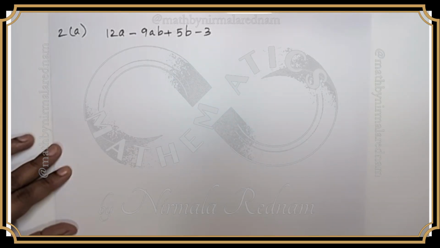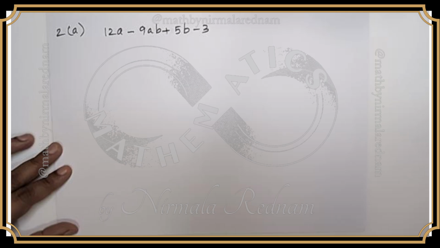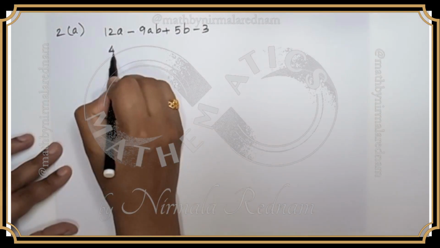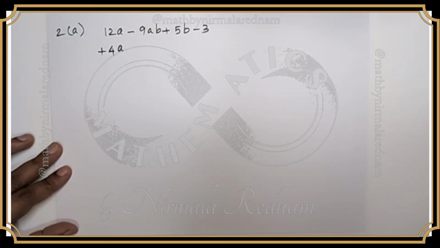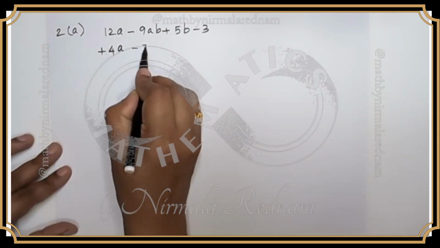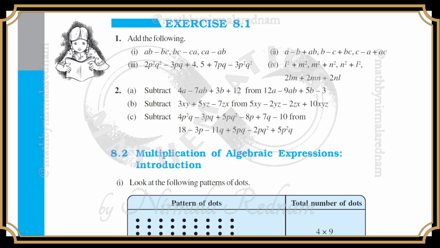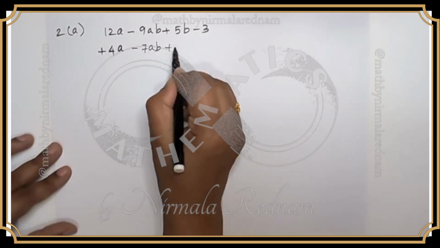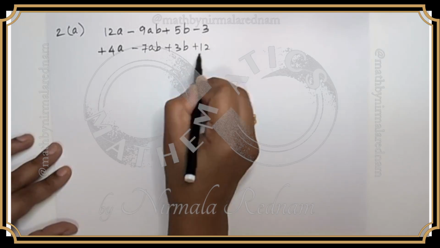So next, when I'm writing the second expression, I have to look at the like terms. So I have a 4a which comes below 12a, right? And then I have minus 7ab which will come here. So it's given in the same order, looks like it, 3b and 12. So plus 3b and I have a plus 12, right?